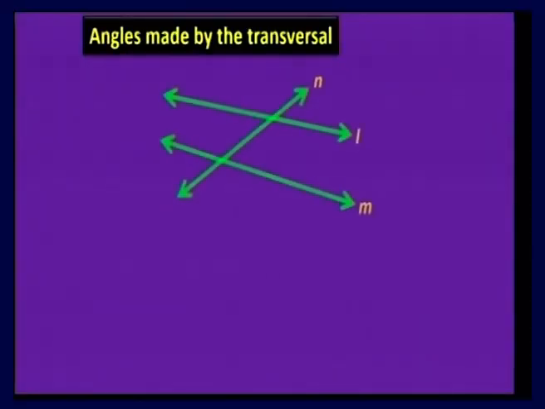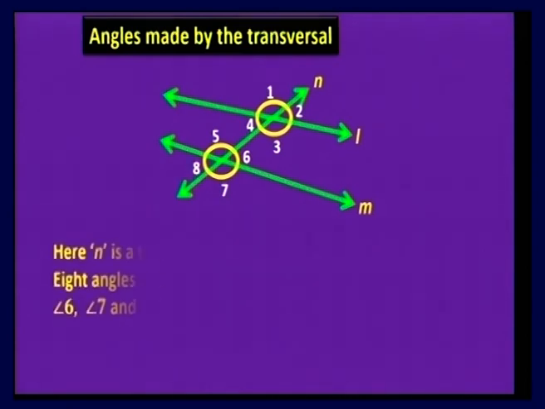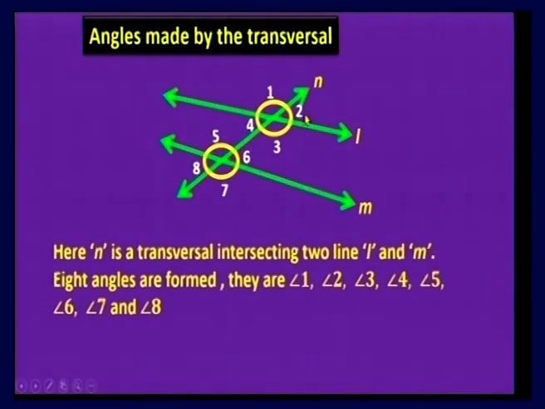So let's see angles made by the transversal. We consider the same example, that is L and M are two lines and N is a transversal. And how many angles are formed here? Let's count. 1, 2, 3, 4, 5, 6, 7 and 8. So children, notice that this transversal, when it intersects two lines, there are 8 angles formed.